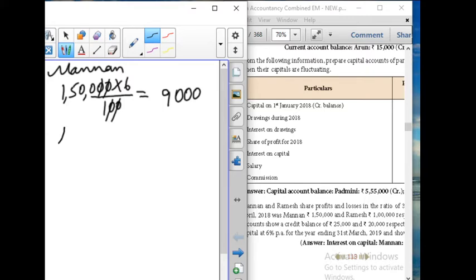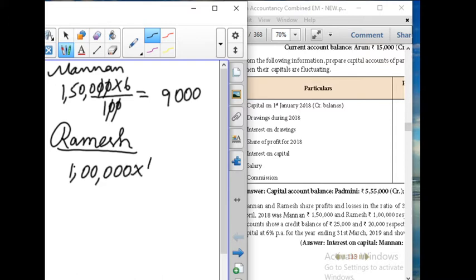Next, Ramesh. What is the amount? 1 lakh. Interest on capital is 6 divided by 100. 6,000 is the interest. Okay.